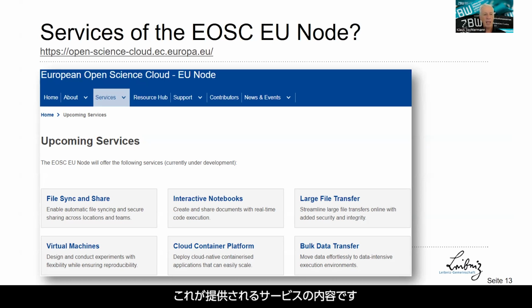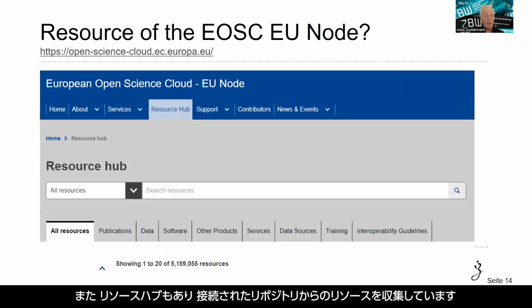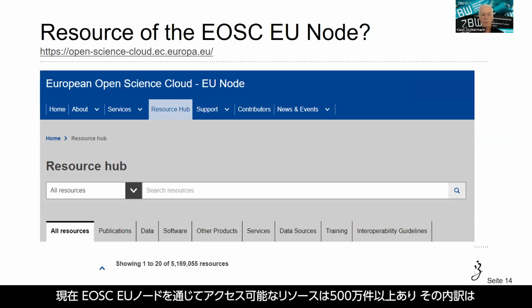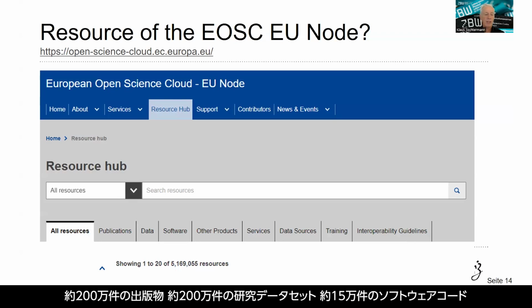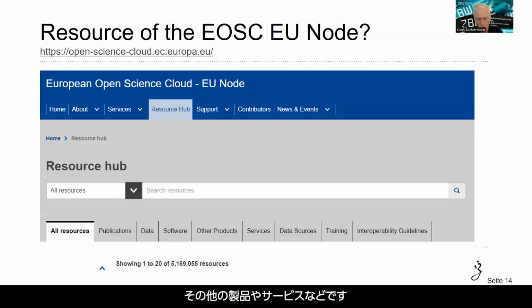These are the services. There's also a resource hub, which collects resources from connected repositories. And currently we have more than 5 million resources, which are accessible through the EOSC EU Node. And the resources are roughly 2 million publications, 2 million research datasets, I think 150,000 software codes, and other products and services. So this is where we stand at this point in time.